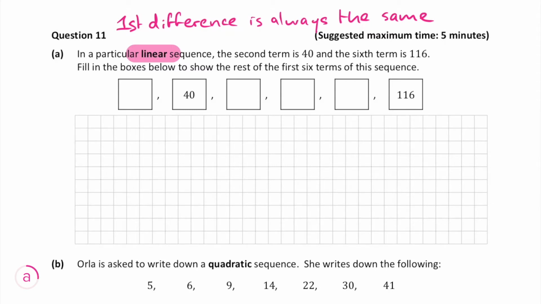In this question, we're given the second and the sixth term. So to find the missing terms, we must first find the first difference. Since the first difference is the same, the gaps between each term is the same.